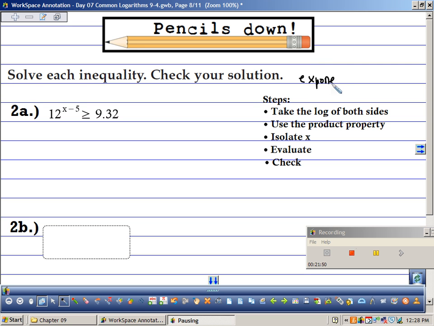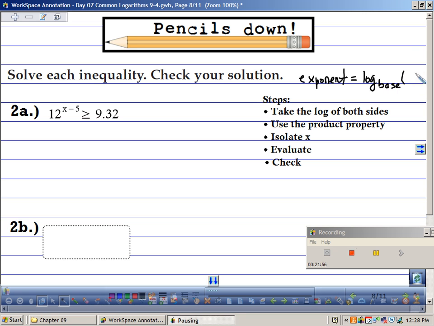Exponent equals what? Log base parentheses. Okay. So what's my exponent? Okay, these are really important because first of all we've got an inequality sign here. So where things go is important. So when you're doing this, you need to remember exponent equals log. Because I'm not going to have an equal sign here.